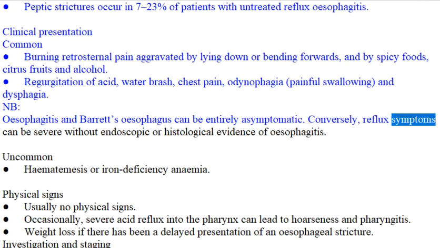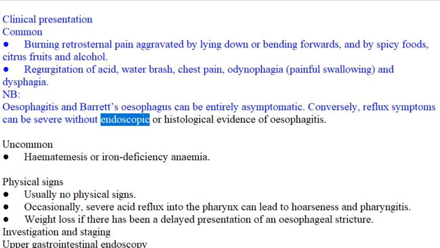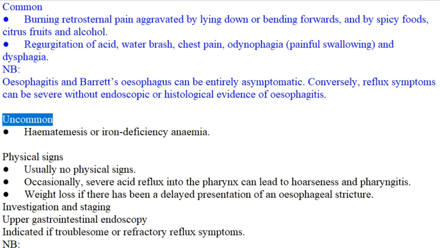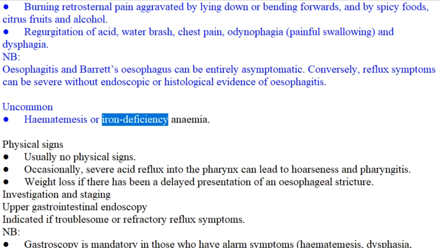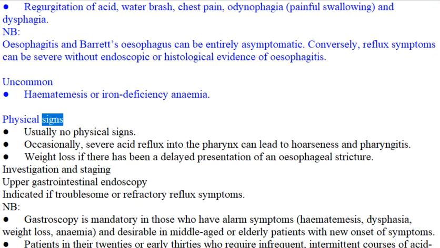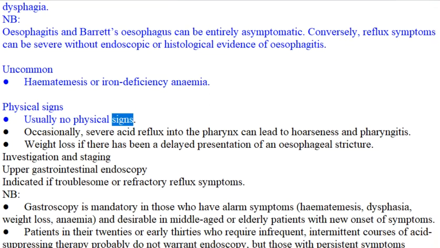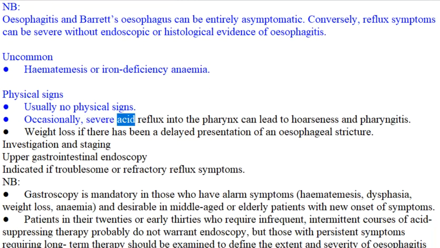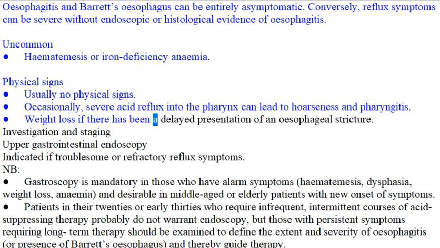Conversely, reflux symptoms can be severe without endoscopic or histological evidence of esophagitis. Uncommon. Hematemesis or iron deficiency anemia. Physical signs. Usually no physical signs. Occasionally, severe acid reflux into the pharynx can lead to hoarseness and pharyngitis. Weight loss if there has been a delayed presentation of an esophageal stricture.